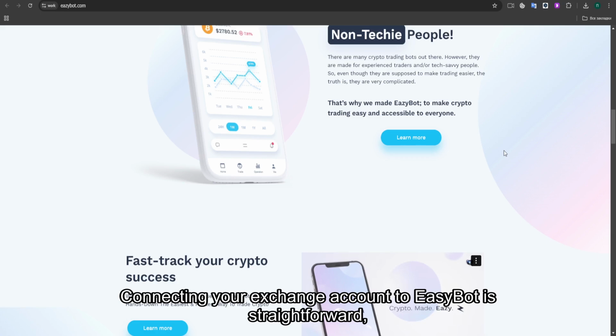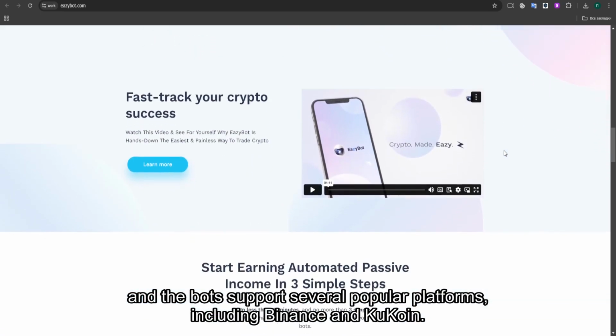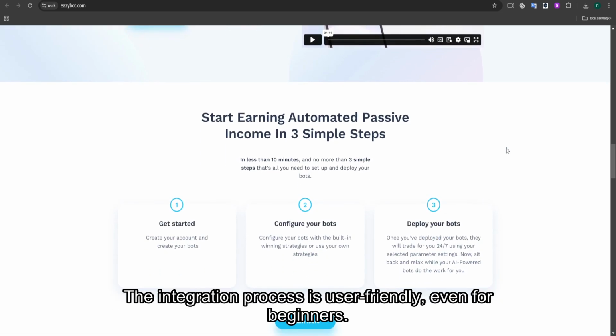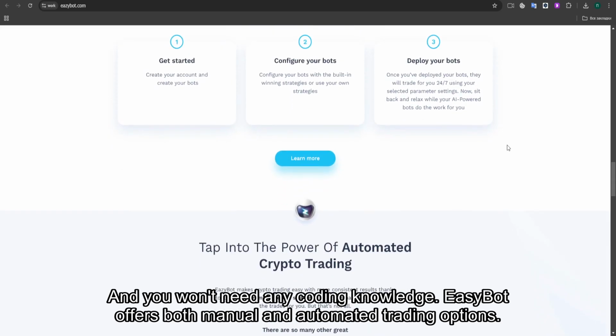Connecting your exchange account to EazyBot is straightforward, and the bot supports several popular platforms, including Binance and KuCoin. The integration process is user-friendly, even for beginners, and you won't need any coding knowledge.